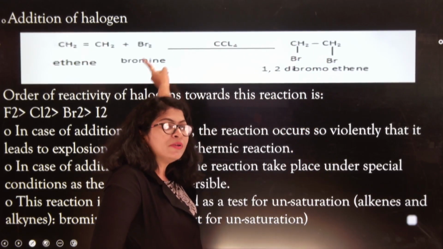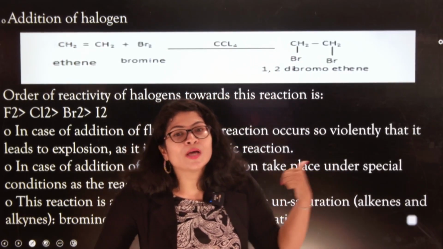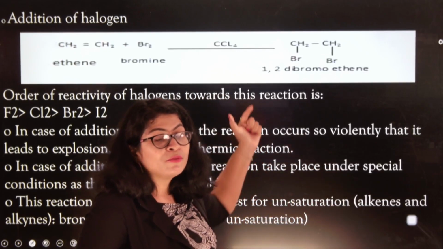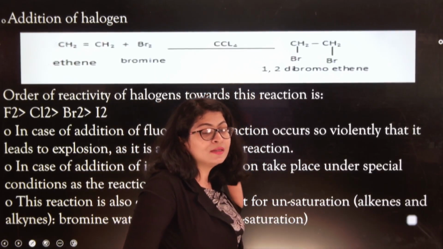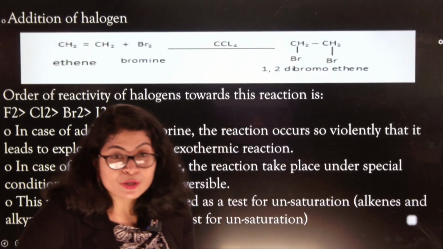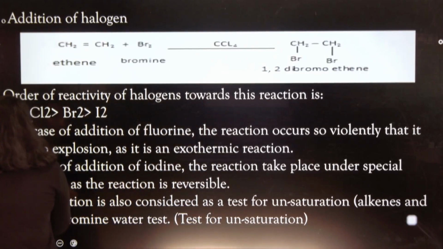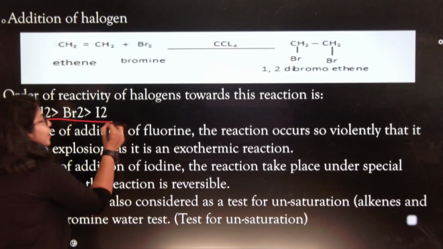Now, from ethene we are again adding Br2 to result in the formation of 1,2-dibromoethane. And if from 1,2-dibromo I was forming ethene, then that reaction was called a dehalogenation reaction, removal of the halogen group. Order of reactivity: fluorine, chlorine, bromine and iodine.